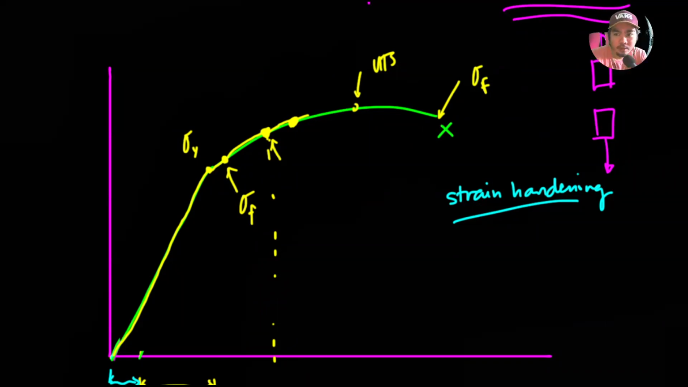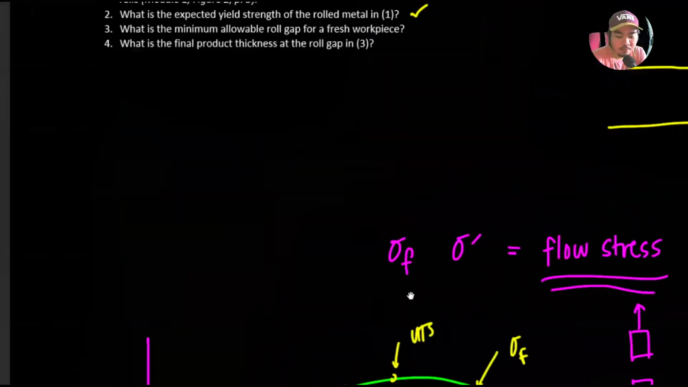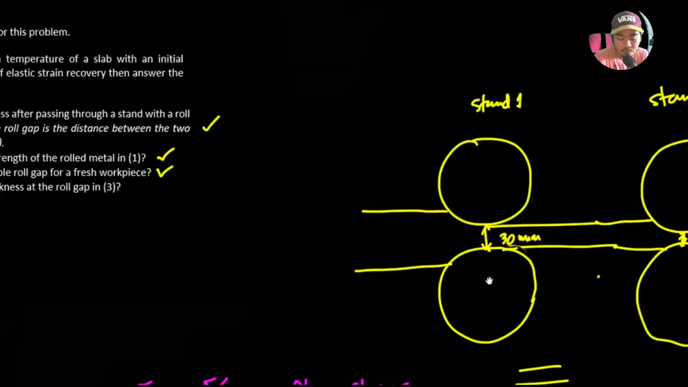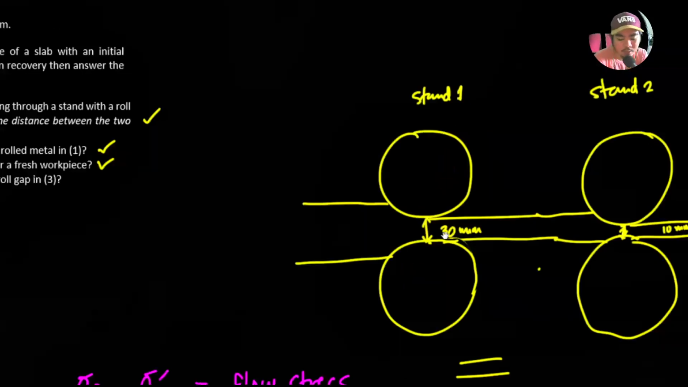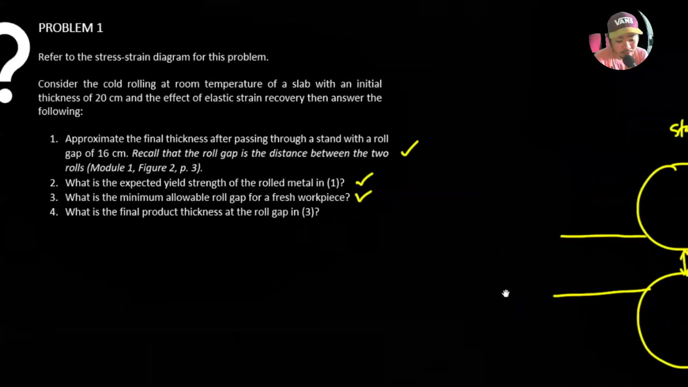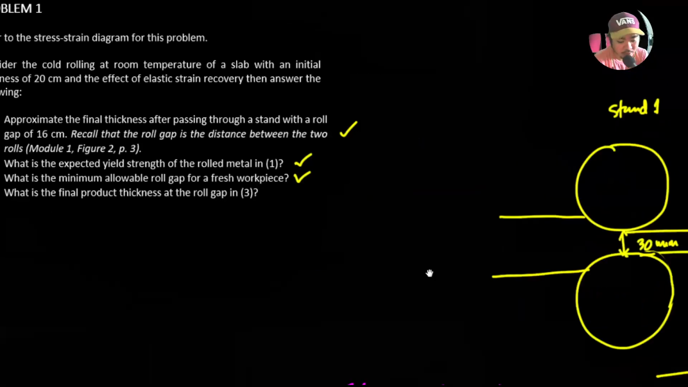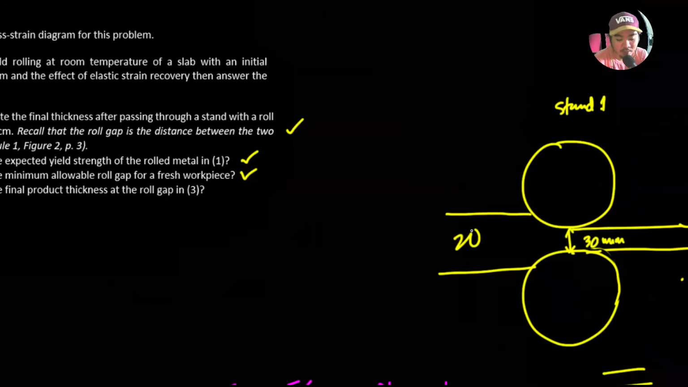Okay? So okay tayo dito. Sa third problem, pwede na yan. So what is the final product thickness at the roll gap in number 3? Okay? So, if you think about it, kunwari, kung 30 millimeters tong roll gap, so ang metal papasok dito, let's just say 50 millimeters. Ay, meron palang actual. Sabi, 20. Tama, 20 millimeters ang roll gap.